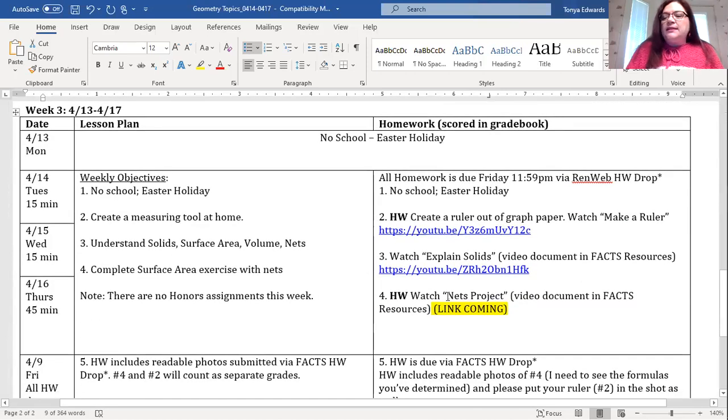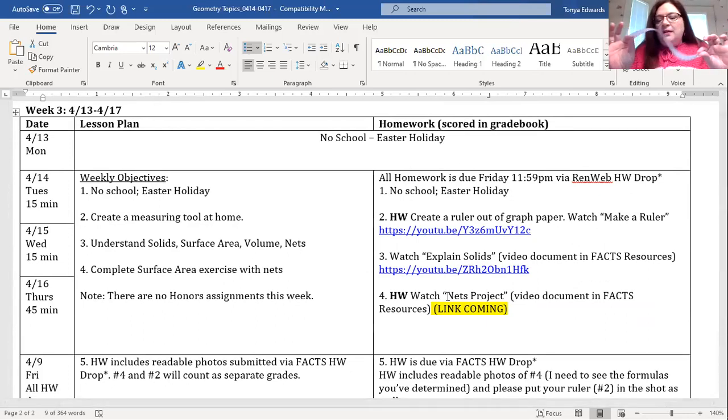I am excited to see what y'all's rulers look like. I still haven't glued mine down to anything. I don't know if I will or not. But include a picture of that when you submit your homework. And I'll see you guys on Wednesday.